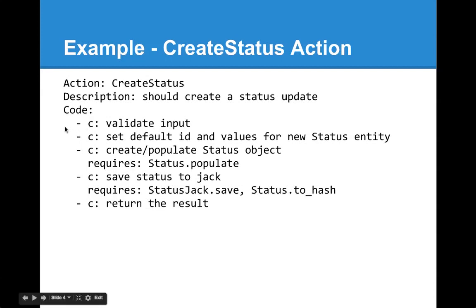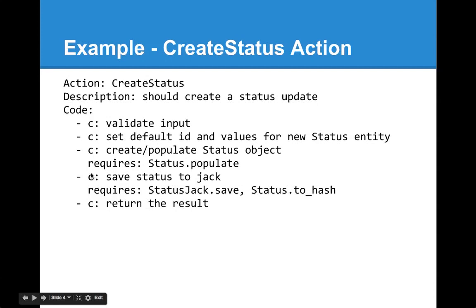And so we're going to validate, we think that on a create status, we should validate the input, set default and ID values for a new status entity, populate it, save the status to the jack, and return the result. Very simple, very high level. But there's also the option to say requires. So populating a status object, we're going to say would require status.populate.